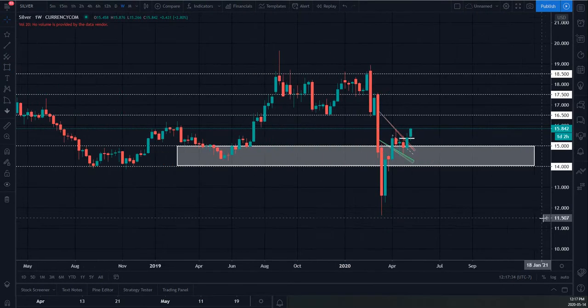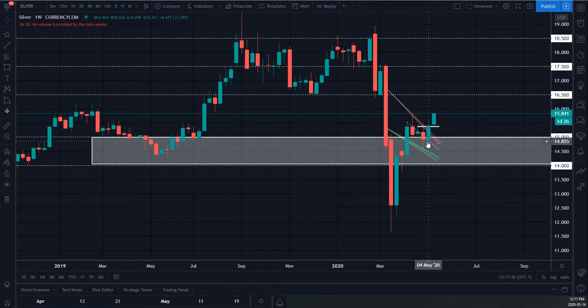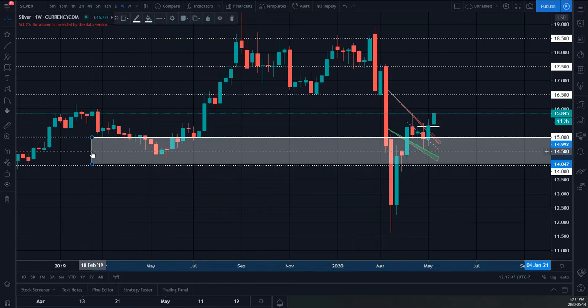We tested a nice level of support multiple times with wicks protruding to the downside from the bodies, showing that there is bullish pressure that's able to push the price back up above the zone.